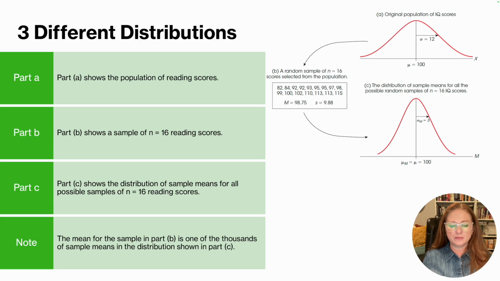And it says, please note, the mean for the sample in part B is one of thousands of sample means in that original population. So I could go back up to A, right? If I finish my counterclockwise rotation, I could go back up and pull a different sample of 16, but maybe for some reason I pulled it on the far right-hand side of that tail, right? Far right-hand side. And I pulled one that, I don't know, had a score of like 116, 172, you know, it was like crazy town, right?